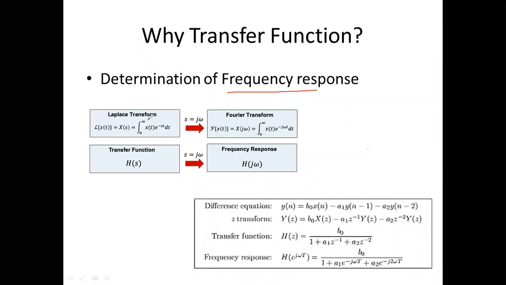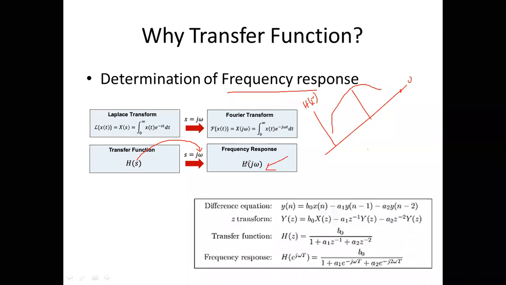If you have H(s), and I simply replace s by j omega, I get the frequency response, where omega is the frequency. You remember what is meant by frequency response? It is the thing you plotted for your RC coupled amplifier. Based on the input, you plot the response of the output. Something similar: how does the system behave for a particular frequency?